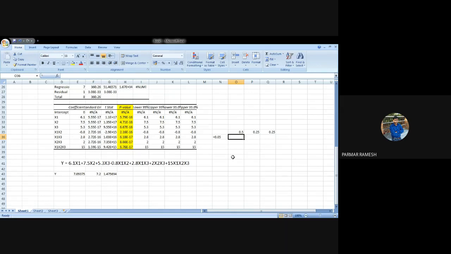If some variables are having probability value greater than 0.05, we may go for the reduced model. That is, we can again conduct the regression analysis omitting those terms. Say for x1, x2, for example, it is greater than 0.05, then we can omit x1, x2, and we can again go for the regression analysis. Clear?